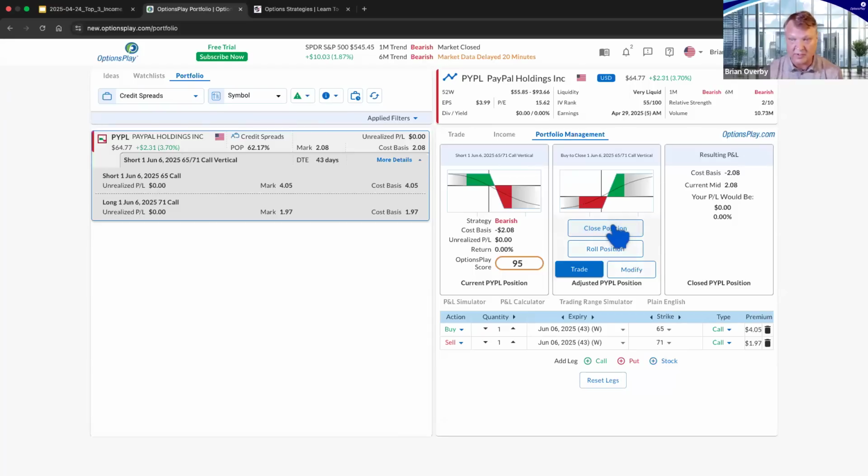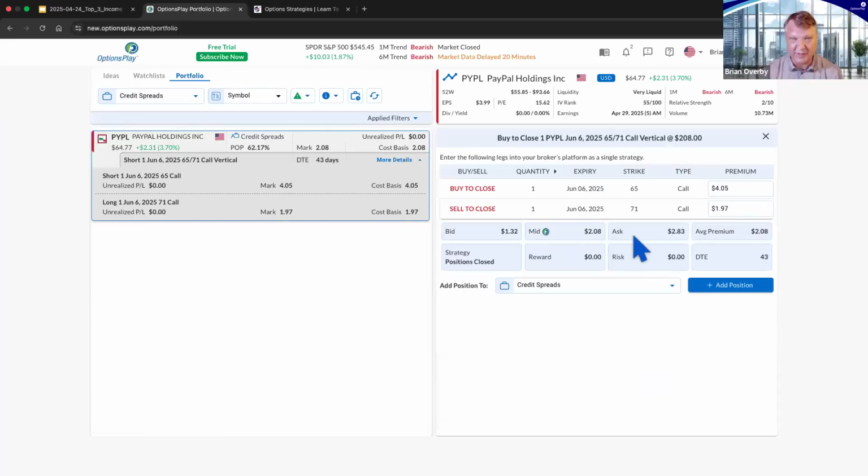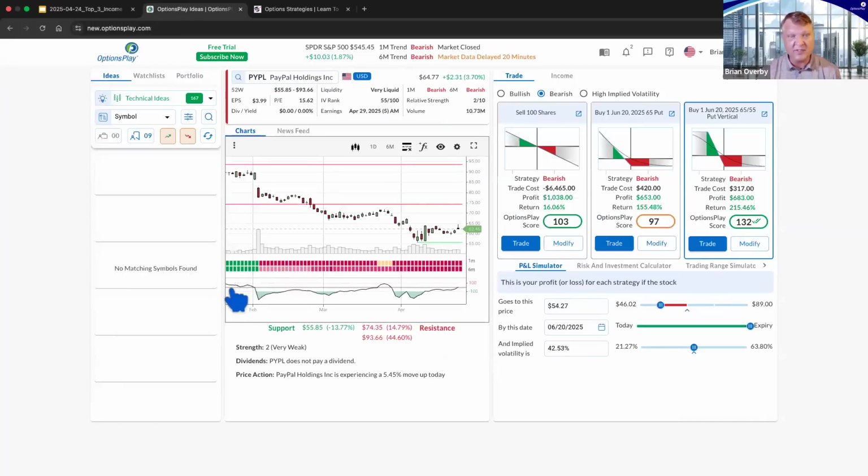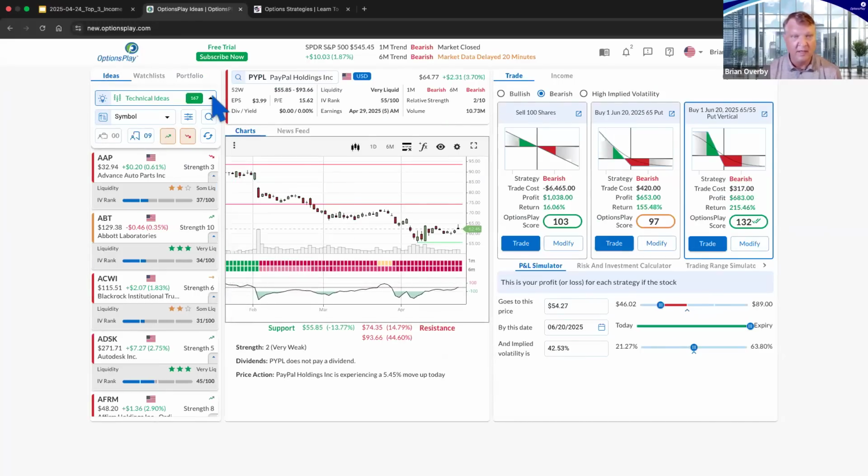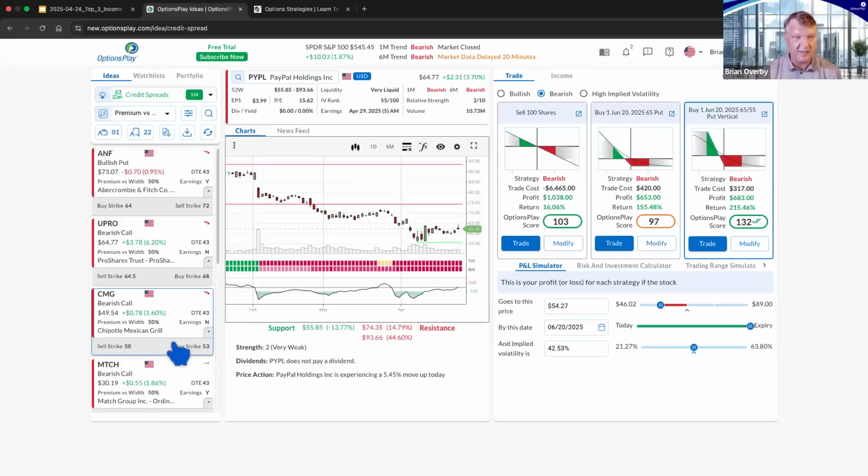So if I hit close position, trade, I'm sorry, if I hit trade, then we will close out that trade, and it will show you once again it's giving you the bid, mid, and ask based off of the market prices as of the close today. And if I added that position, that would remove this from our portfolio of options. All right, so easy way to track to see how they're working. Let's go back and look at some credit spreads.